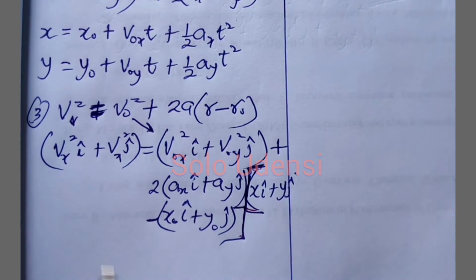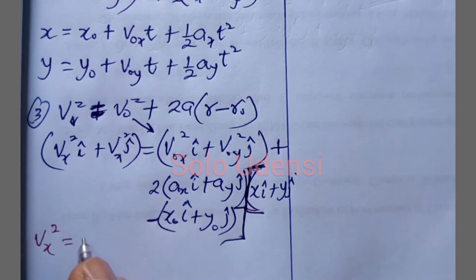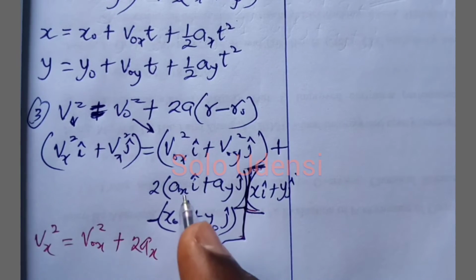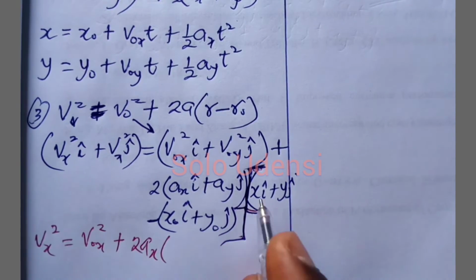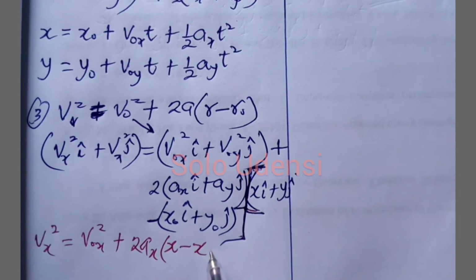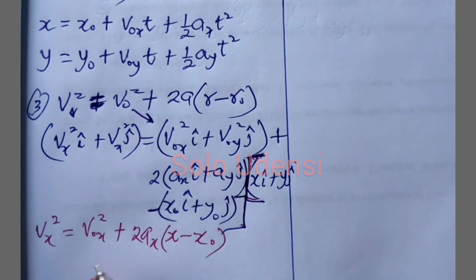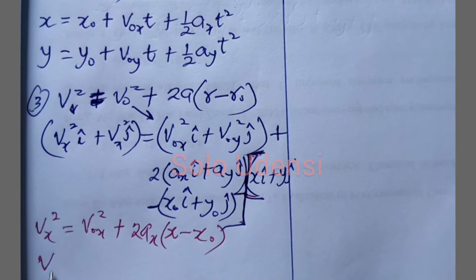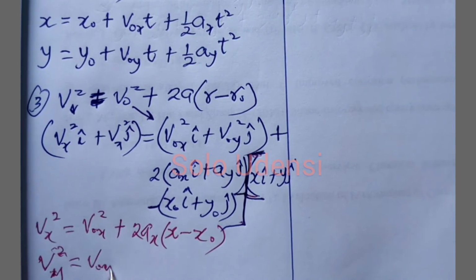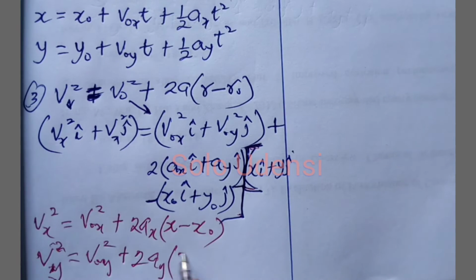If we choose it component wise, we will have that vx squared, for the i component, is equal to v0x squared plus 2ax into (x minus x0). Also, for the j component, vy squared = v0y squared + 2ay into (y minus y0). So this is the third equation.